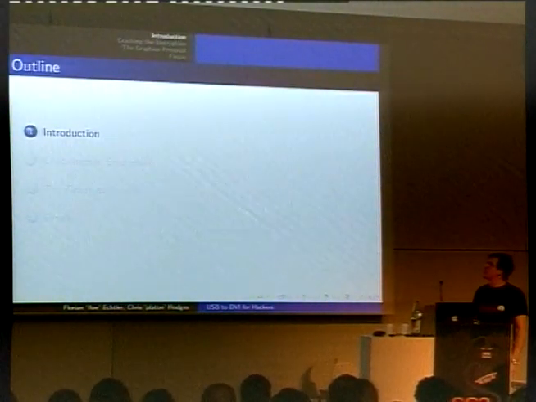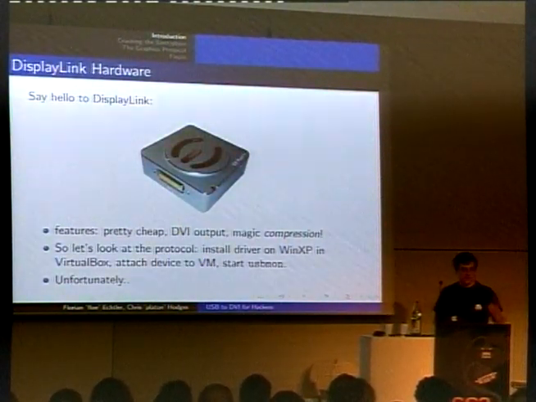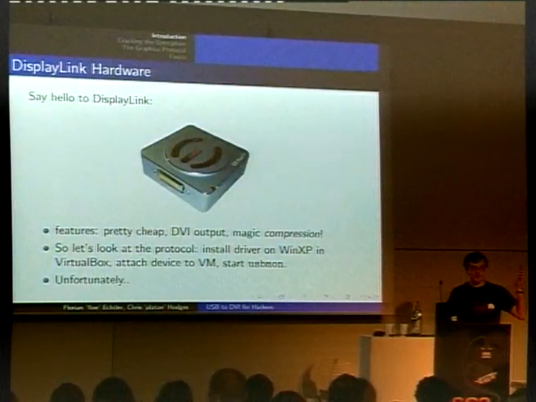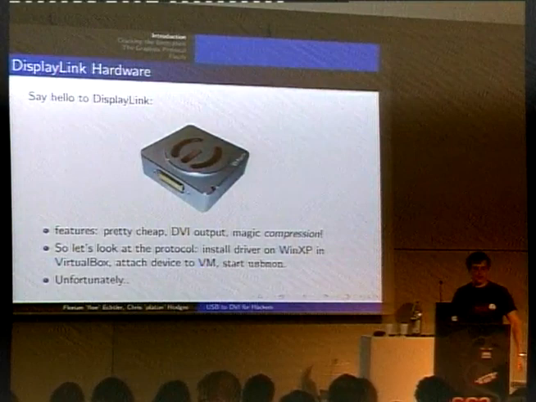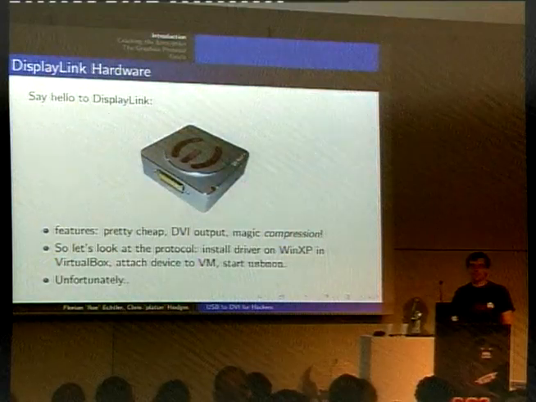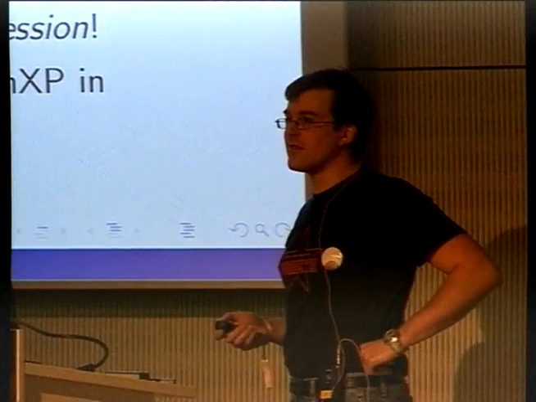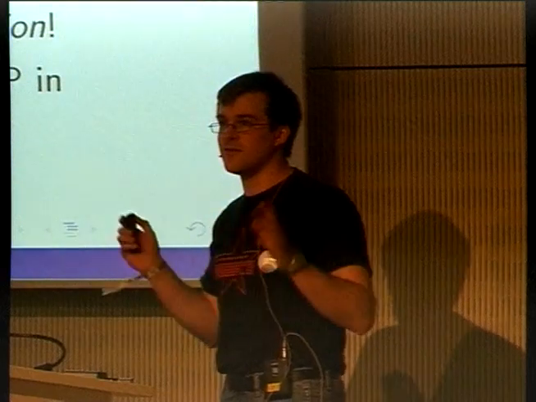At first, I'd like to introduce you to DisplayLink devices if you haven't seen them already. They're actually quite useful. They're USB graphic cards, quite cheap, around maybe 50 euros. They have DVI output or HDMI if you want. And in contrast to other USB graphic cards which you could buy earlier, they do use compression in order to get more bandwidth out of the USB bus. And they don't offer any sort of open source drivers or Linux drivers. If you ask, of course, you get something like, we're working on it, but then you don't hear anything else.